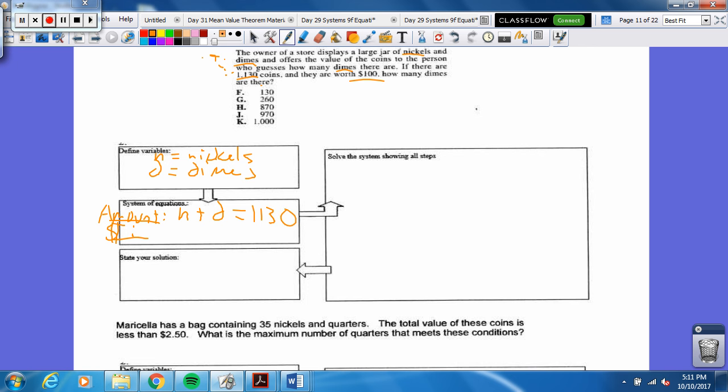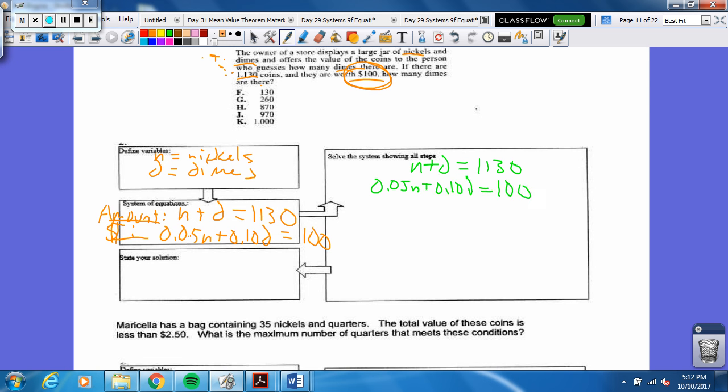Now let's talk about the money. So that's where the $100 comes in. So that would be 5 cents N plus 10 cents a dime, because that's how much a nickel and a dime is worth, is 100 total dollars. So it's not 5N, because that'll be $5 per nickel. No, it's 0.05 N, 5 cents. Okay, let's slide these over. N plus D is 1,130, and we have 0.05N plus 0.10D equals 100 total dollars.